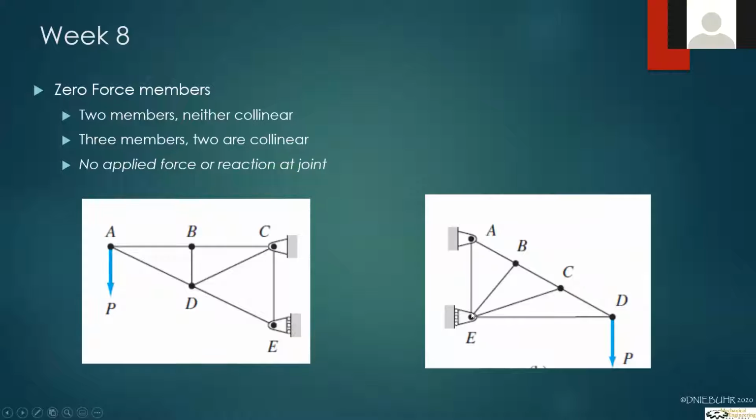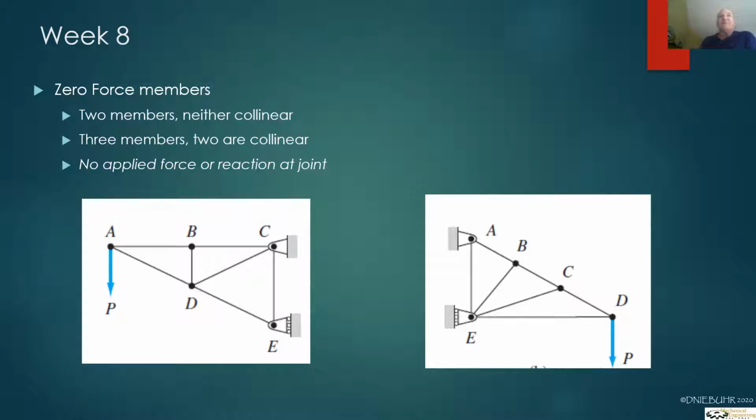I can hear you. I want to talk a little bit more about zero force members. Just to review in case you have any questions on what they are, the rules are that if you have two members and neither is collinear, meaning they're not in a straight line, then they're both zero force. Or if you have three members and two are collinear, that means the third is a zero force member. The second rule is the most common that you'll see. And of course, the caveat is that there's no applied force or reaction.